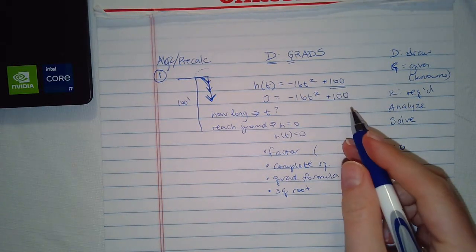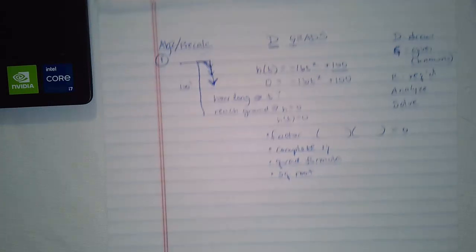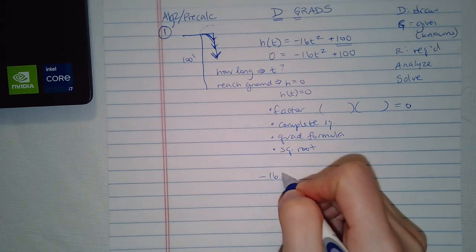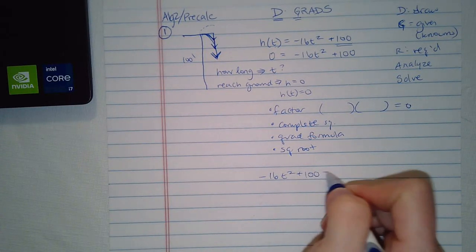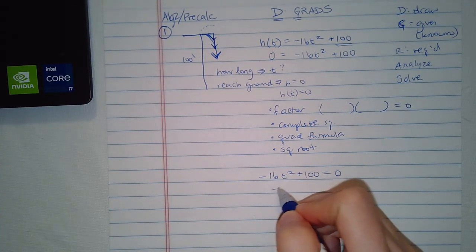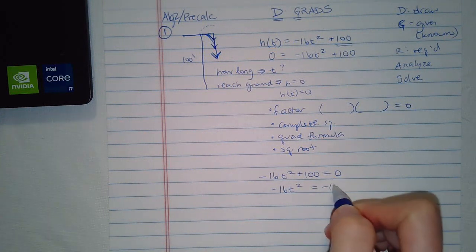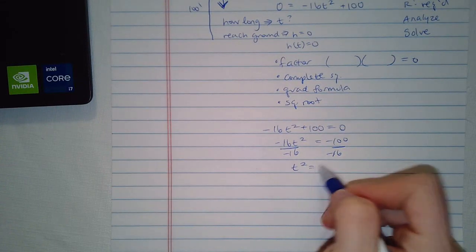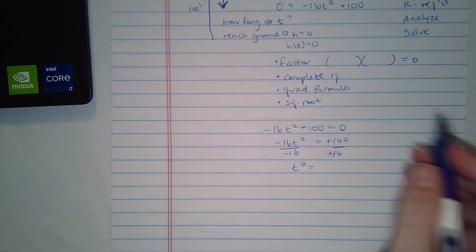I'm actually going to do this one by square roots because it's a nice opportunity to review that. So I'm going to rewrite it here the other direction. Negative 16t squared plus 100 equals 0. I'm going to subtract 100 from both sides. Negative 16t squared equals negative 100. Divide both sides by negative 16. So we're going to have t squared equals, well, negative over negative is positive.